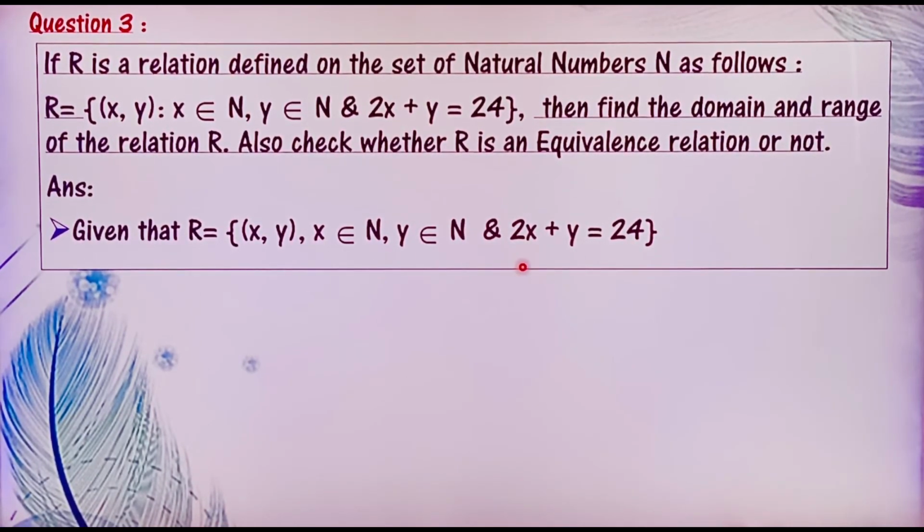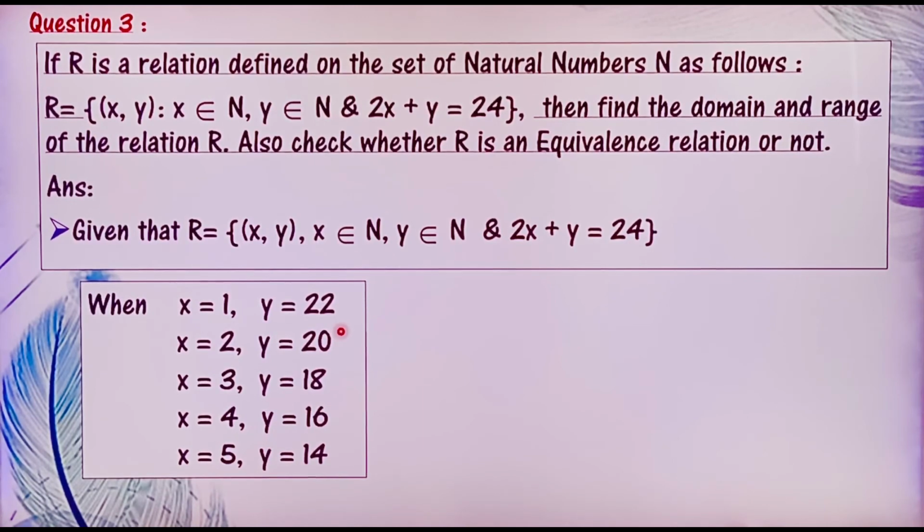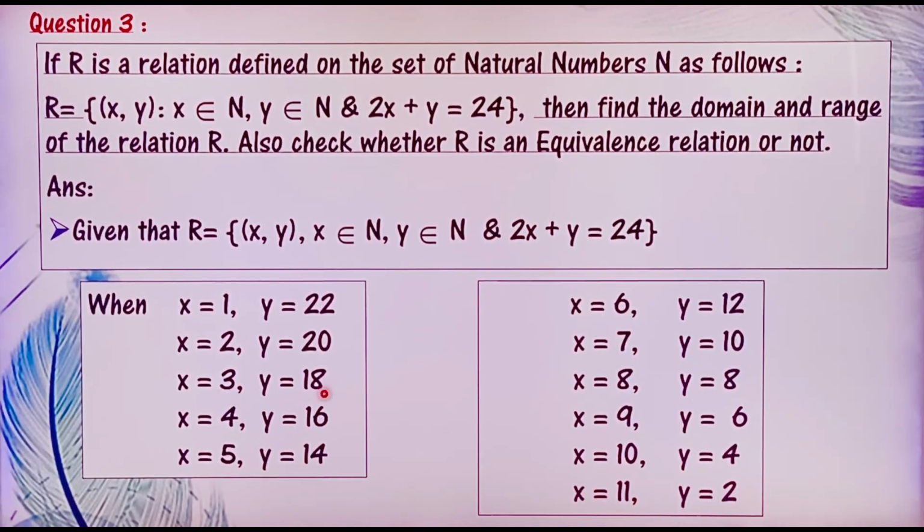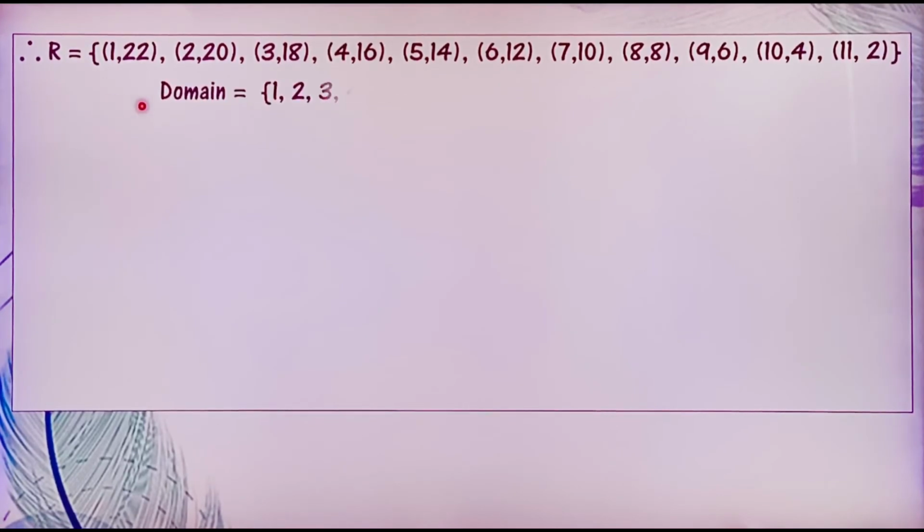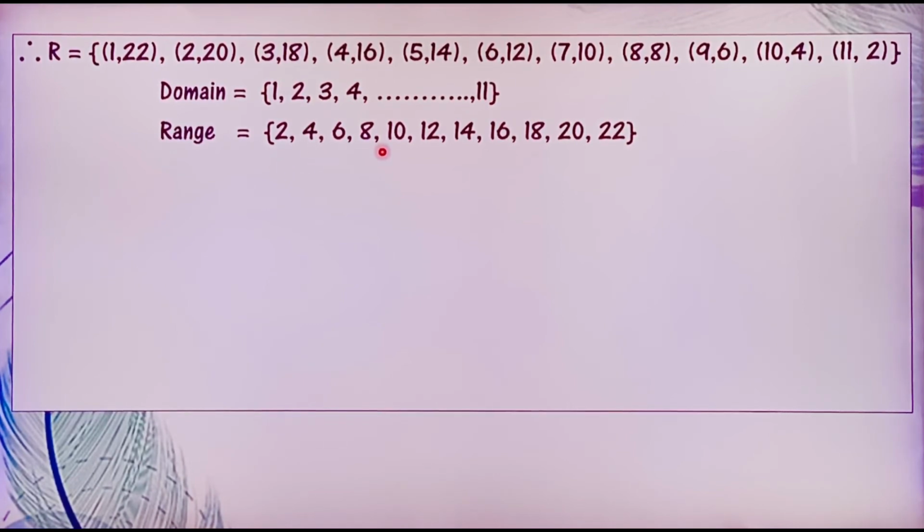Now let us write this relation in roster form. We get the ordered pairs (1, 22), (2, 20), (3, 18), (4, 16), (5, 14), (6, 12), (7, 10), (8, 8), (9, 6), (10, 4) and (11, 2). We get the domain {1, 2, 3, 4 up to 11} and range {2, 4, 6, 8, 10, 12, 14, 16, 18, 20 and 22}. Now let us check whether R is an equivalence relation or not.